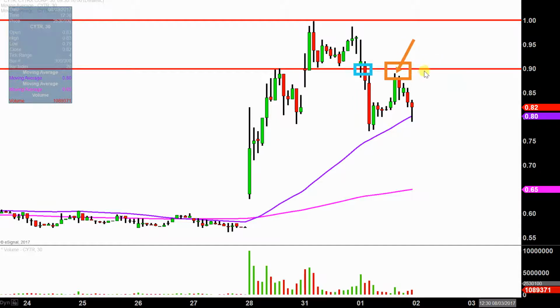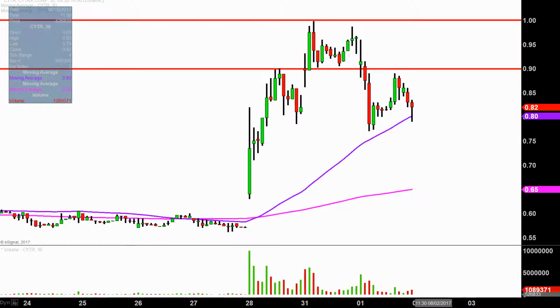So short-term wise, 90 cents, that's the initial area of resistance. And then after that, you have that level that I've talked about in the past, right up there at $1. But no point in talking about $1 right now until the bulls can first cross that first hurdle, that hurdle being right there at the 90-cent mark.